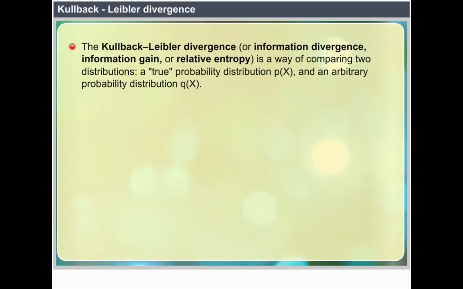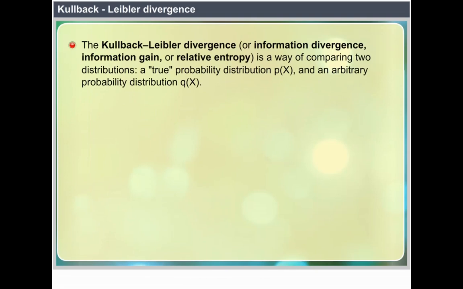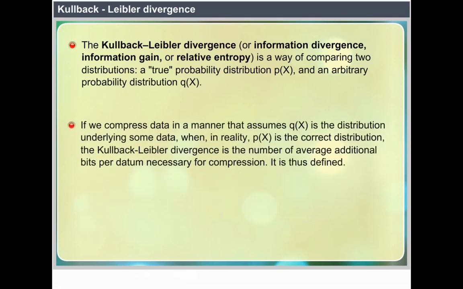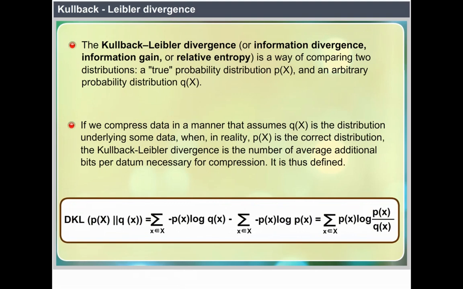Kullback-Leibler divergence. The Kullback-Leibler divergence, or information divergence, information gain, or relative entropy, is a way of comparing two distributions: a true probability distribution P(X) and an arbitrary probability distribution Q(X). If we compress data in a manner that assumes Q(X) is the distribution underlying some data, when in reality P(X) is the correct distribution, the Kullback-Leibler divergence is the number of average additional bits per datum necessary for compression. It is thus defined D_KL(P(X)||Q(X)) = Σ_{x∈X} -P(x) log Q(x) - Σ_{x∈X} -P(x) log P(x) = Σ_{x∈X} P(x) log (P(x)/Q(x)).